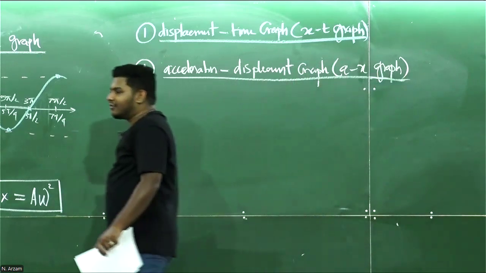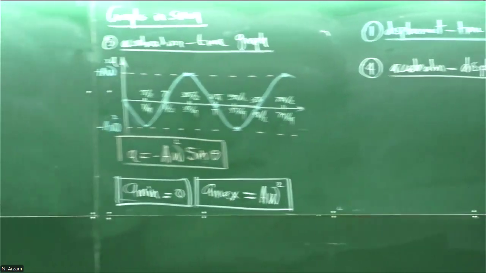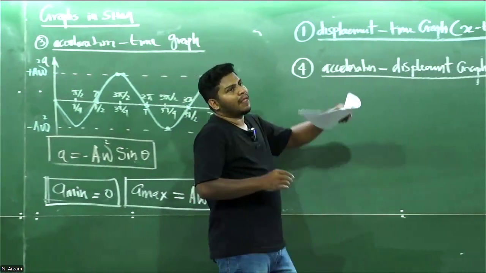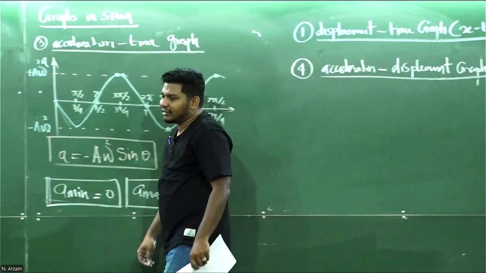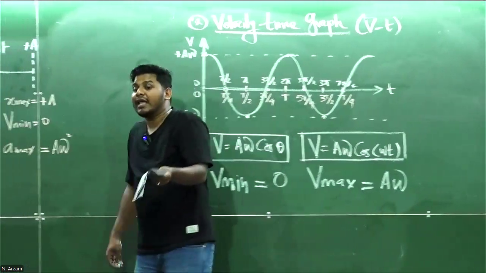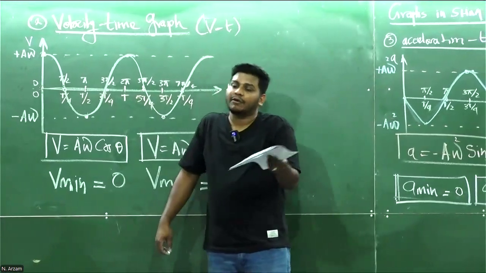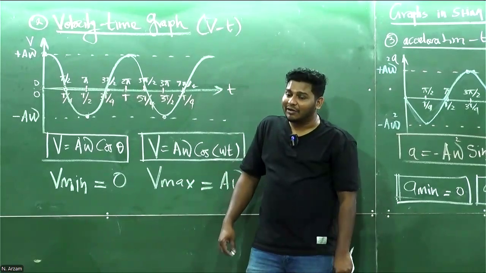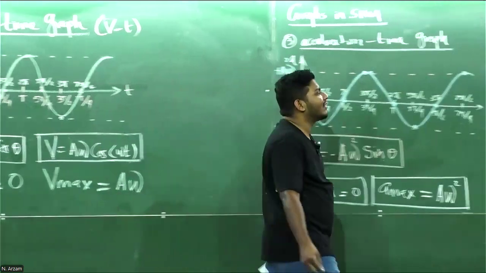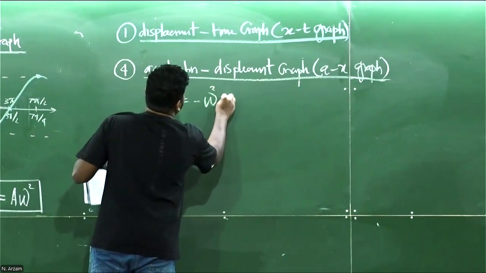For this AX graph, what is the equation I'm going to use here? Can anyone guess? What is the equation related to A and X? For the acceleration, we studied two equations. A is equal to minus A omega squared sine omega t, one equation. What about the other one? A is equal to, the SHM equation, minus omega square X. That's all. So look at this one. A is equal to minus omega square X graph.